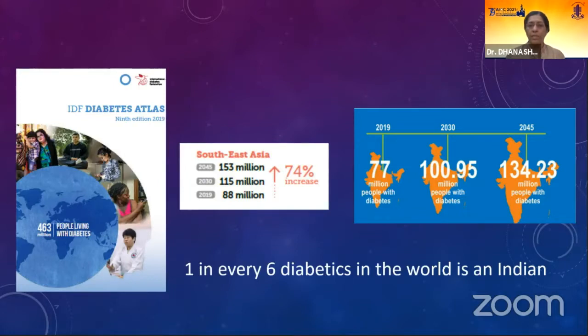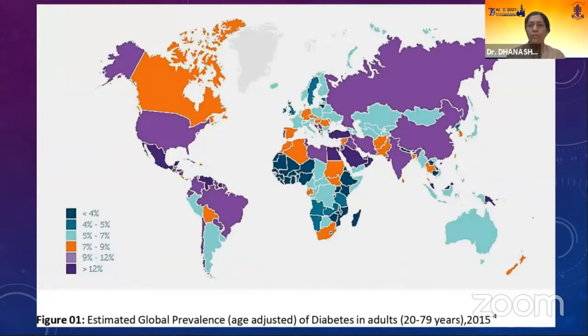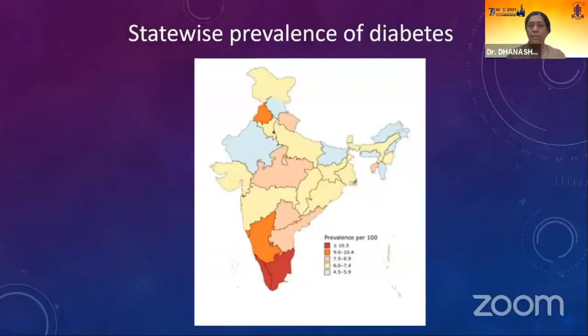According to the prediction, there is bound to be a 74% increase in this number of diabetics, by which India is going to reach about 134 million diabetics in the next 25 years. As the statistics stand today, 1 in every 6 diabetics in the world is an Indian. The prevalence of diabetes all over the world varies, and in India it's about 9 to 12%. This is the state-wise prevalence of diabetes. You can see that Tamil Nadu and Kerala have the highest prevalence of diabetes.